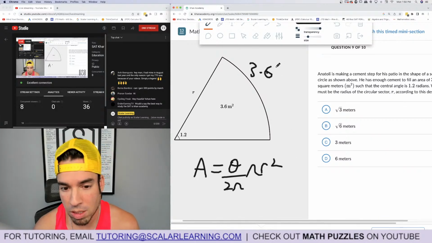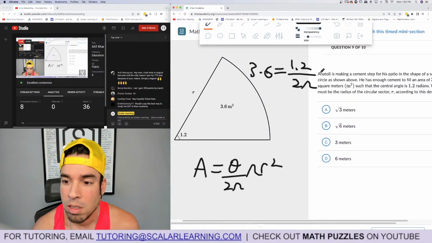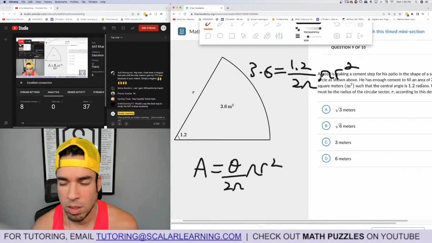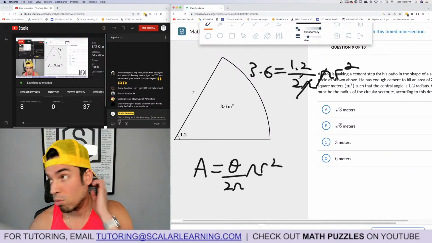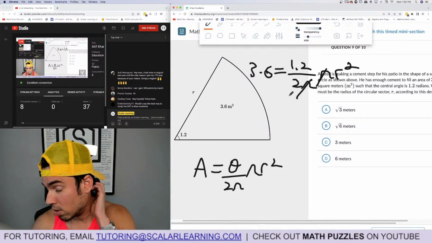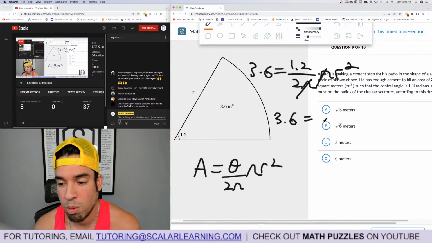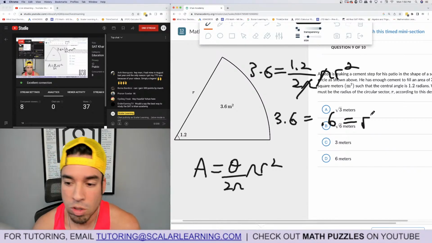We got 3.6 equals 1.2 radians over 2 pi radians times pi r squared. Oof, with no calculator, this is kind of tricky. So cancel. 1.2 over 2 is 6 over 10, which is 3/5. So 3.6 equals 3/5, which is let's say 0.6, equals r squared.